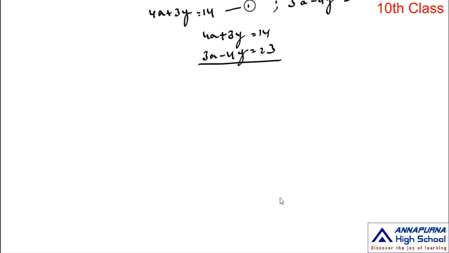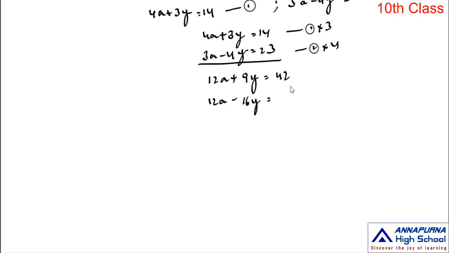To find the solution of these two equations by elimination method, here I multiply the first equation by 3 and the second equation by 4. So 4a into 3, 12a plus 3y into 3, 9y is equal to 14 into 3, 42. 3 into 4, 12a minus 4y into 4, 16y is equal to 23 into 4, 92. Subtract the second equation from the first equation. Change the signs of the second equation.